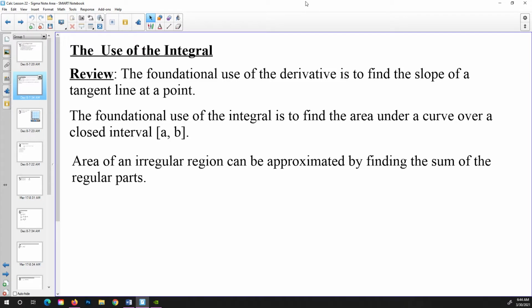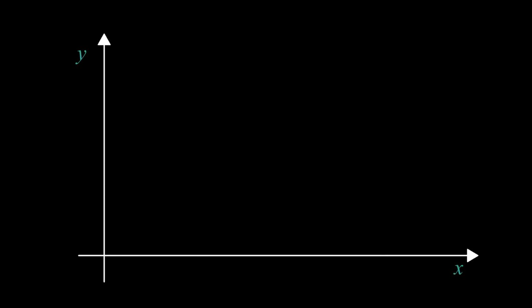Okay, quick review of the use of the integral. The foundational use of the derivative is to find the slope of a tangent line at a point. The foundational use of the integral is to find the area under a curve over a closed interval a to b. An area of an irregular region can be approximated by finding the sum of regular parts. Let's take a look at a quick demonstration.